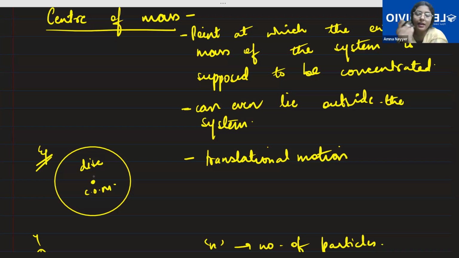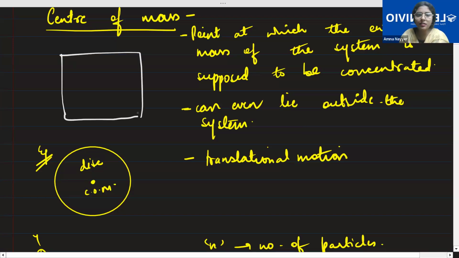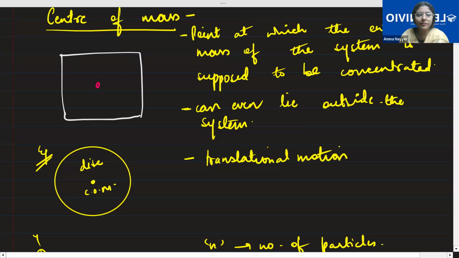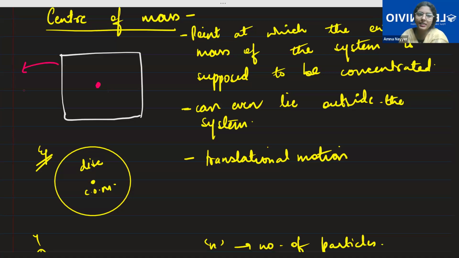So as I discussed, I'll be starting with translational motion first. Let's read. This says the center of mass is the point at which the entire mass of the system is supposed to be concentrated. It can lie outside the system and is valid for translational motion. Like if I have an object, and let's say this is its center of mass, I can replace the object with just the center of mass, and whatever the average functions of the rest of the particles are will be done by this.